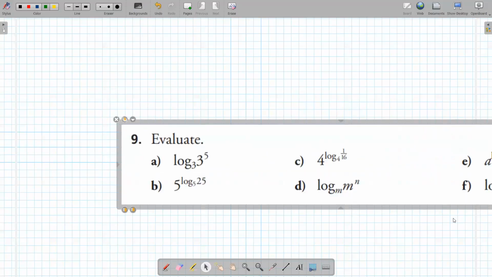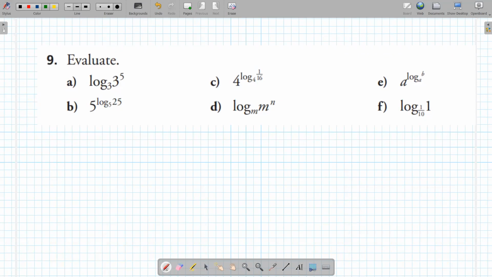So most of these are going to be one-step answers. What's the answer to A? It has something to do with the fact that 3 to the power and log base 3 are inverses of each other. It's 5. What's the answer to B? Is it 2? For B, it's 25.